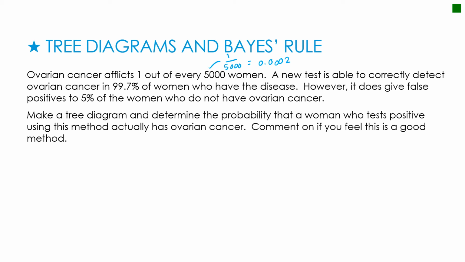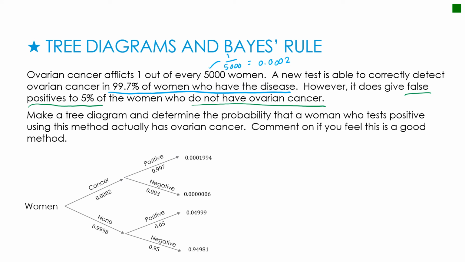A new test is able to correctly detect ovarian cancer in 99.7% of women who have the disease. So those who have the disease, it's pretty accurate. However, it gives false positives to 5%. So false positives to 5% of the women who do not have ovarian cancer. So first thing I'm going to do is make a tree diagram, which should look something like this.